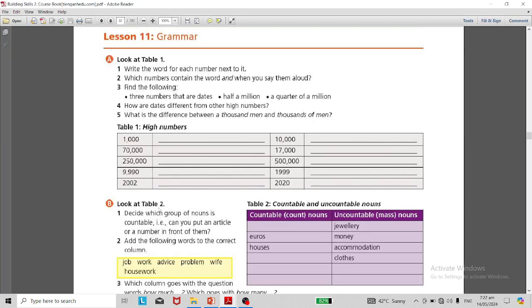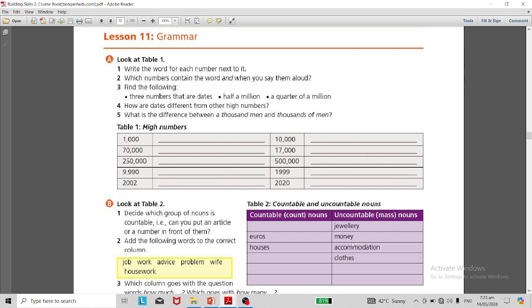Exercise B, look at table 2. Decide which group of nouns is countable. Let's say, you put an article or a number in front of them. So we put a number or an article. You know articles like a and an, or numbers. So we say euros, houses. This is countable nouns, or nouns that can be counted.